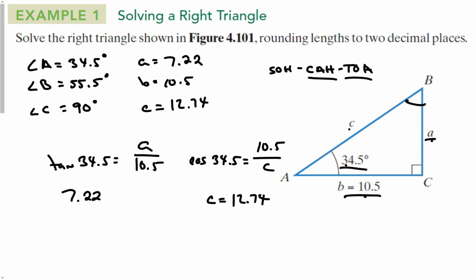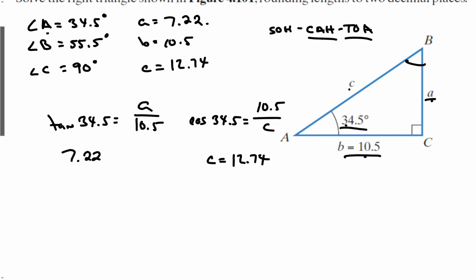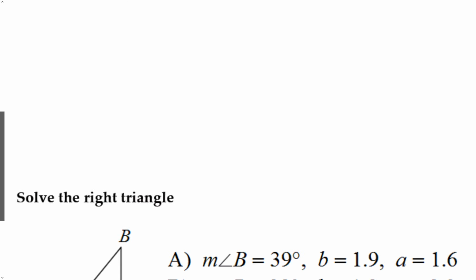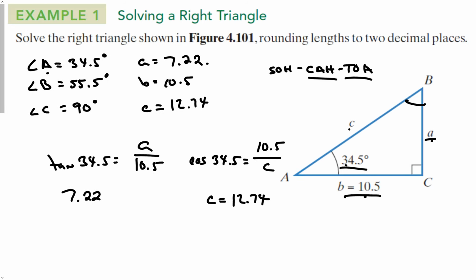Okay, let's double check and make sure my answers make sense. A is the smallest angle, a is the smallest side, b is in the middle, c is the largest side, the hypotenuse, and it should be. All my answers make sense, and I have now solved the right triangle because I've gotten every side and every angle.